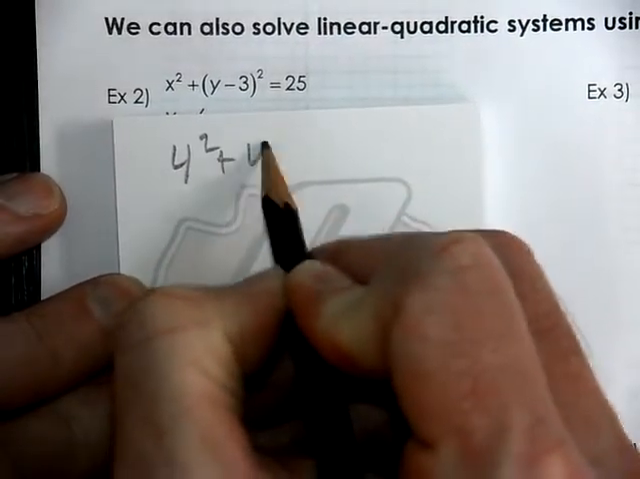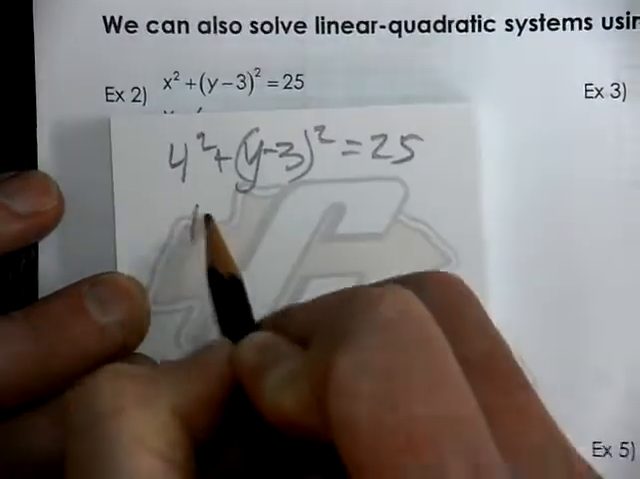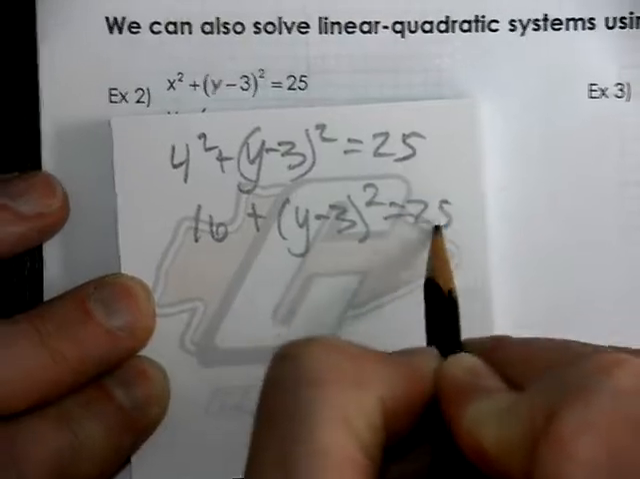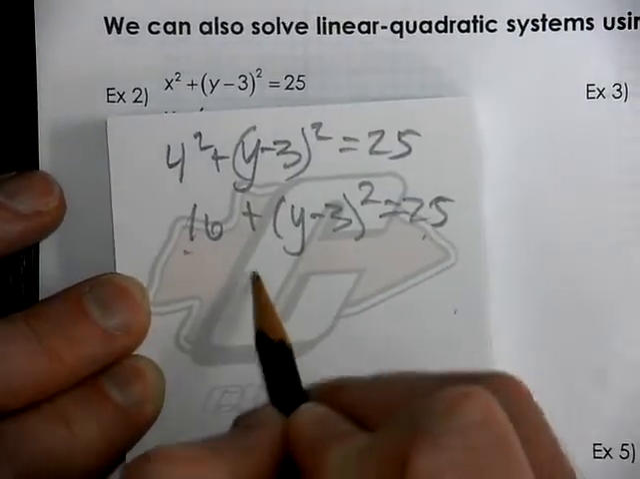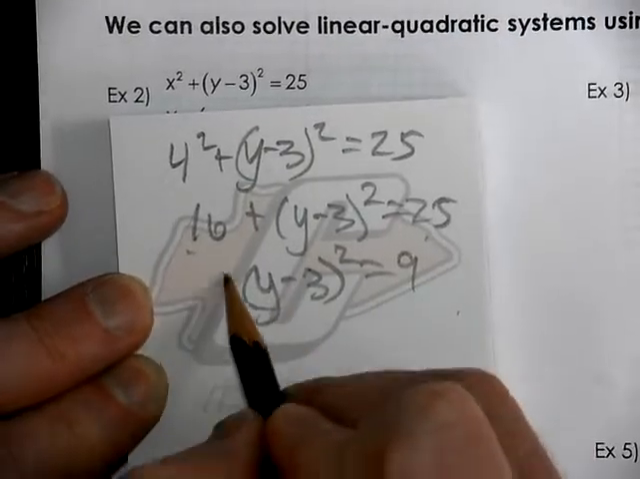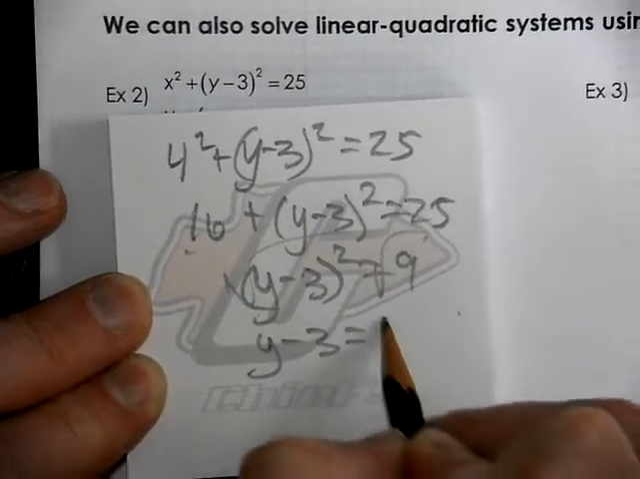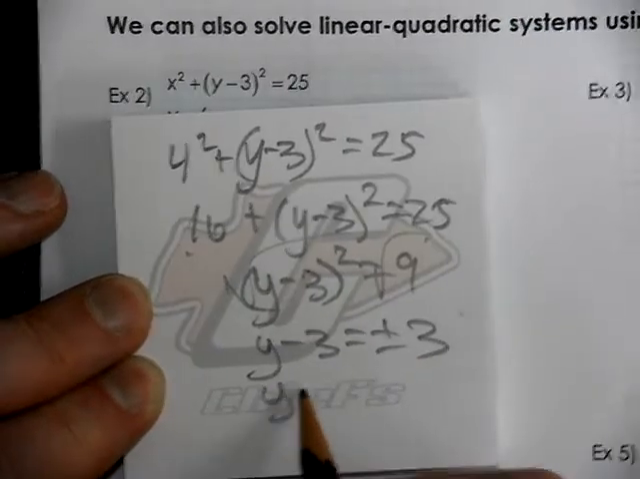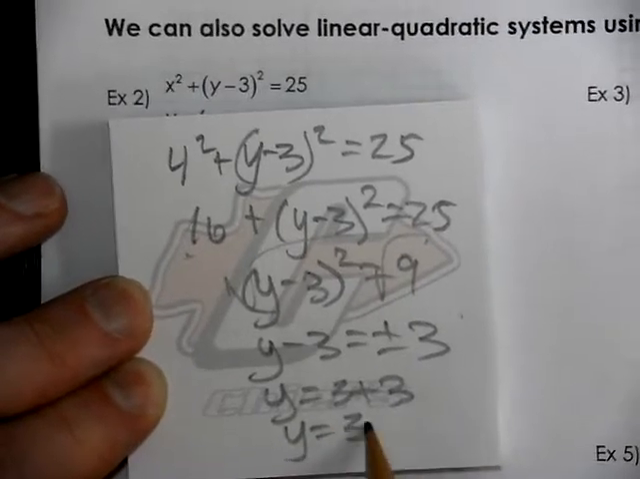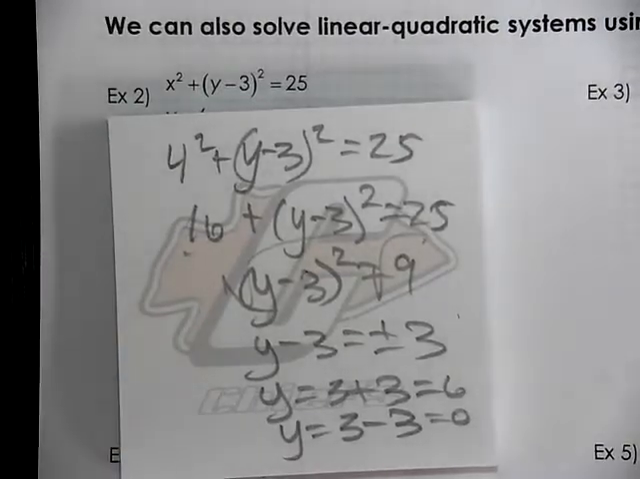4 squared plus y minus 3. That's 16 plus y minus 3. Minus the 16 across gives me 9. Take the square root of both sides. Plus or minus 3. So I get y equals 3 plus 3, and I get y equals 3 minus 3. I get 6 and 0.